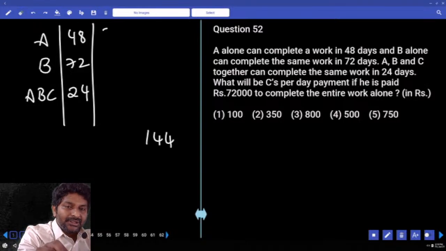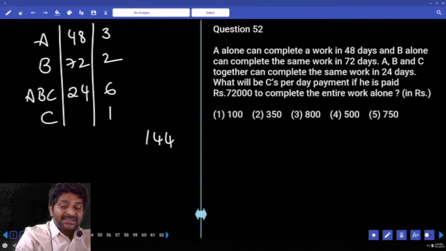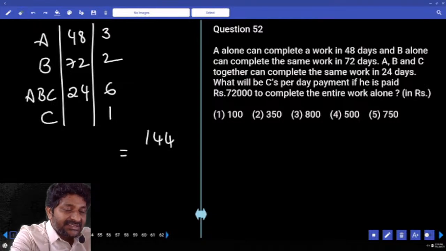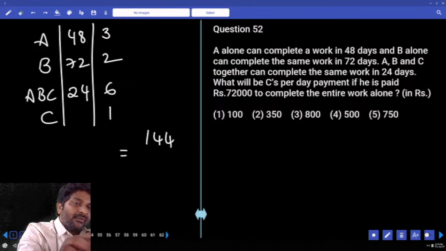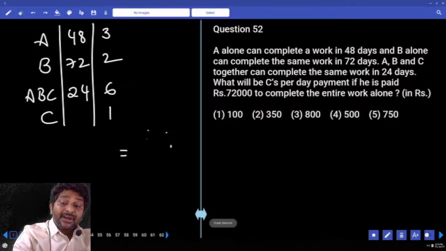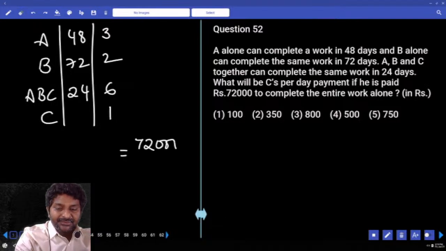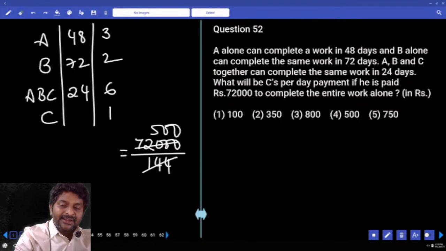A alone will do. B alone. ABC. Then C alone. The number of days taken by C to complete the work is divided by 1, right? That means how many days does C need to complete the work? 144. But the question is to identify per day payment, right? For 144 days, how much is C getting? 72,000. Then per day payment of C is 72,000 divided by 144, which is equal to 500.